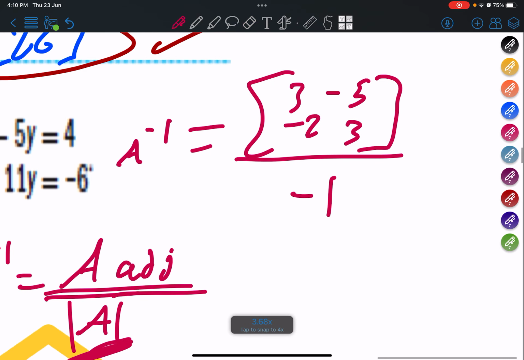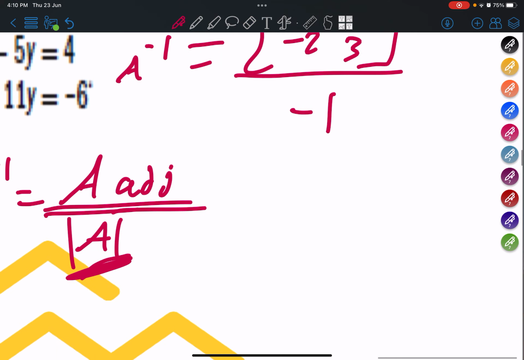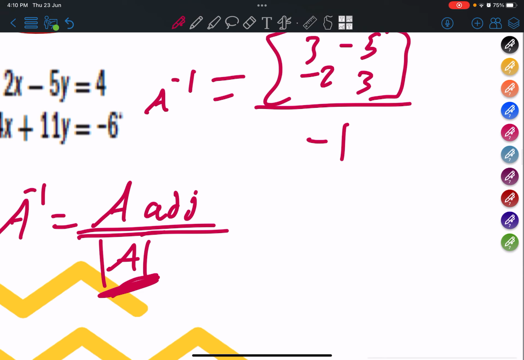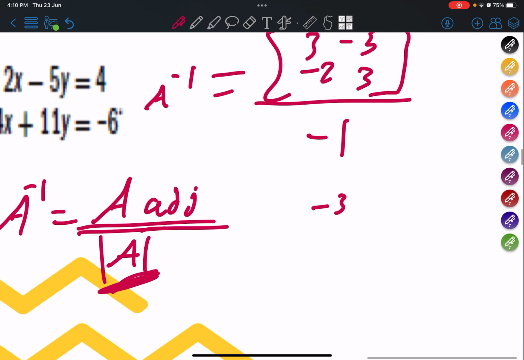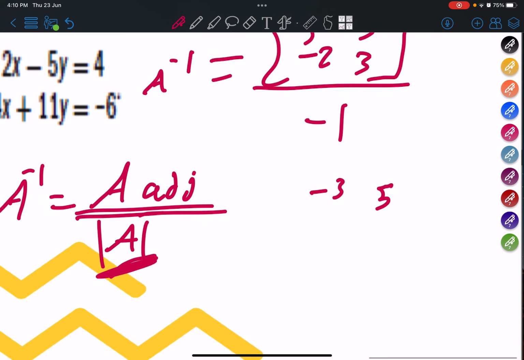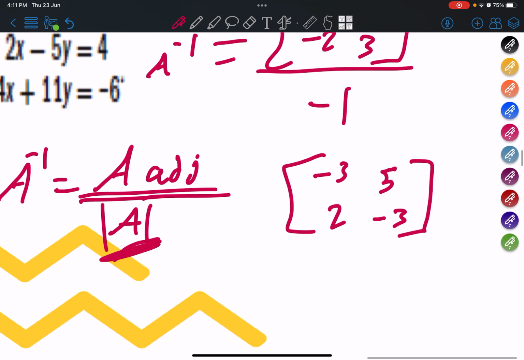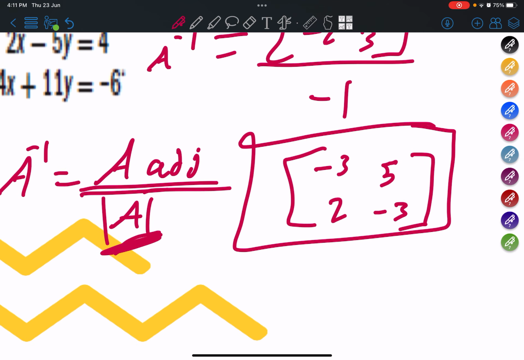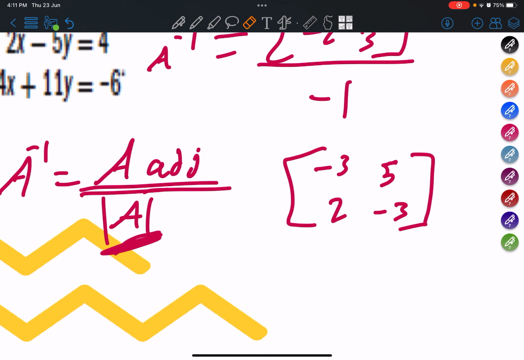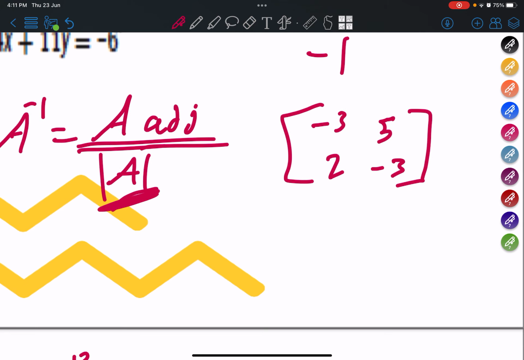So we have to divide each element in the matrix by the determinant, which is negative 1. But since it's negative 1, we can just switch the signs. No element's value actually will change. So 3 will become negative 3, negative 5 will become 5, and negative 2 will become 2, and 3 will become negative 3. We just took the opposite signs. So this is A inverse, but this is not our answer. Our answer is to get X and Y. And how do we do that? We said X is going to equal A inverse times B, which is 27 over 17.